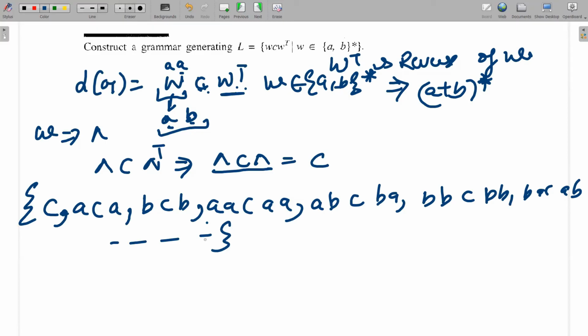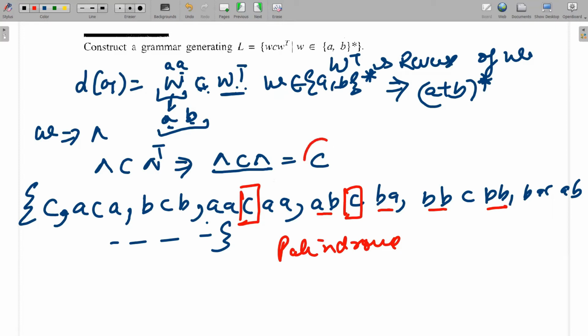If you think properly, if C is not included, what is it giving you? If this C is not included, this is AB, this is BA, this is BB, this is BB. Clearly, it is giving you a palindrome. So the minimum possible answer that you have got is C, which you will include in your rule.